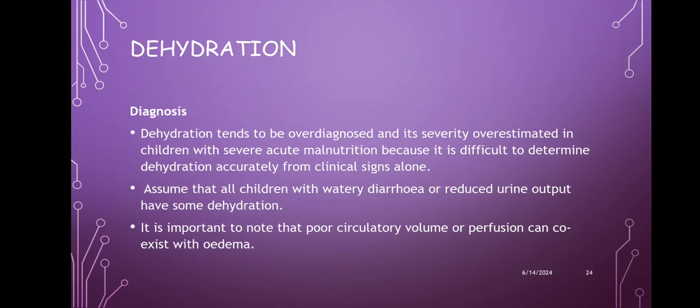Dehydration. So, diagnosis of dehydration. This tends to be overdiagnosed and its severity overestimated in children with severe acute malnutrition because it's difficult to determine dehydration accurately from clinical signs alone. So, you need to assume that all children that have watery diarrhea or reduced urine output have some dehydration. It's important to note that poor circulatory volume or perfusion can coexist with edema.